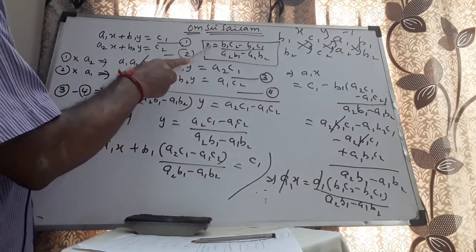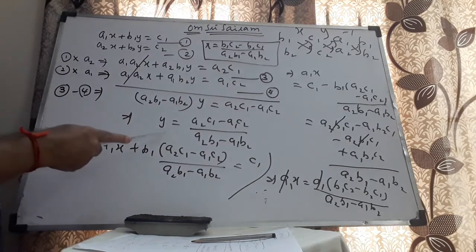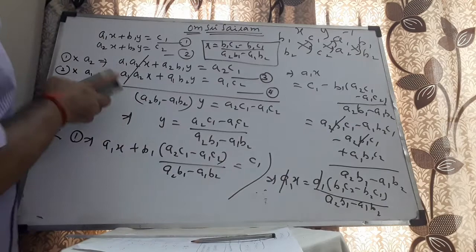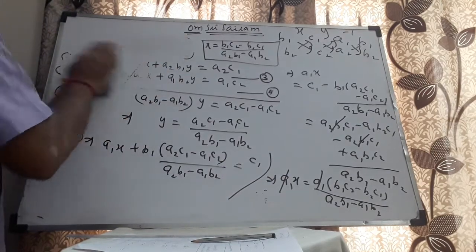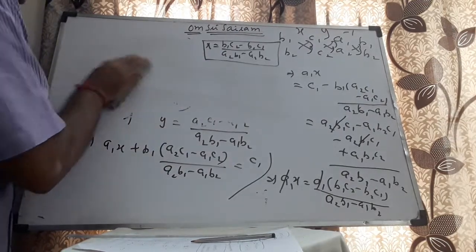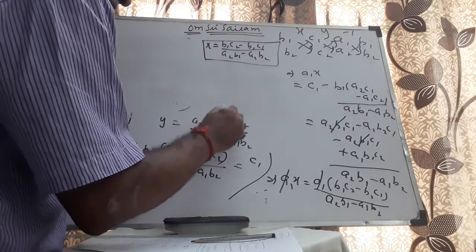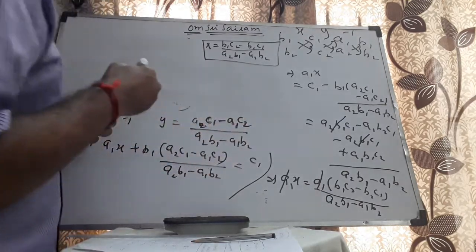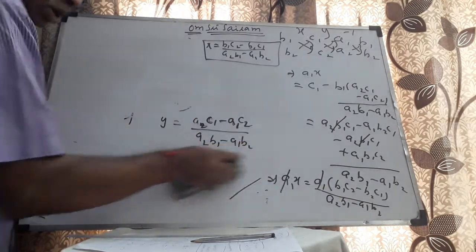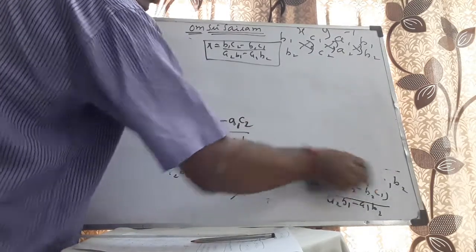Therefore, x gets reduced to b1 c2 minus b2 c1 by a2 b1 minus a1 b2, and y gets reduced to a2 c1 minus a1 c2 by a2 b1 minus a1 b2. Let me take only these two values, then I'll explain how we go about this. That is a2 c1 minus a1 c2, that is my y. Let me take the x and y values. This is how we get the solution of x and y.